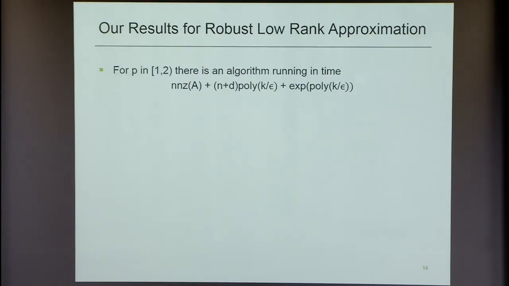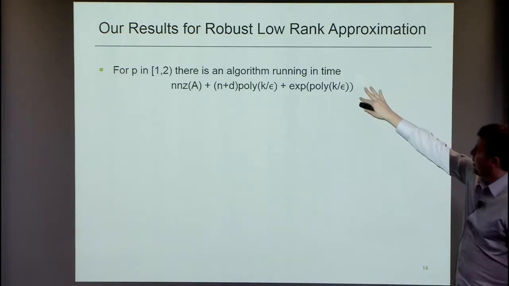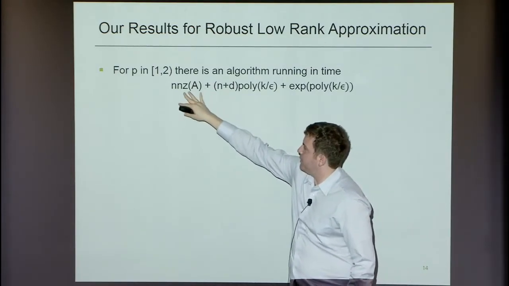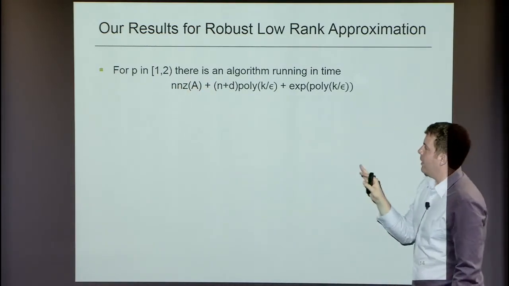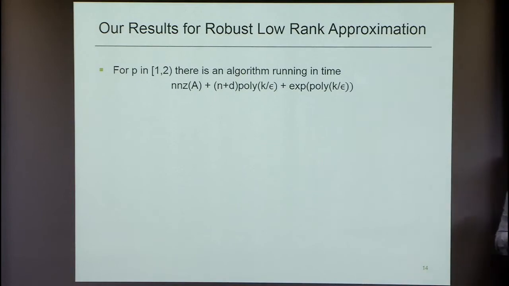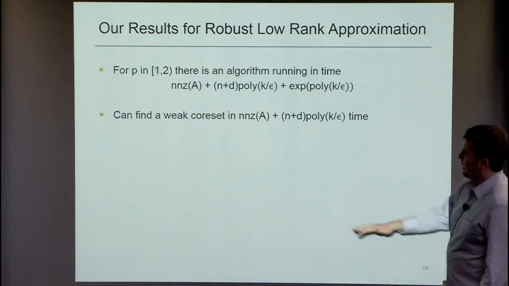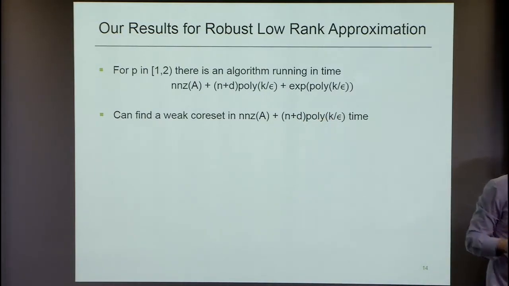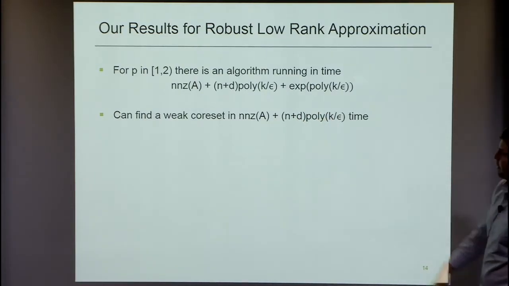Okay, so our results for this problem, what we show is that for any p less than 2, there is an algorithm which achieves input sparsity time plus n plus d poly k over epsilon plus this exponential term. And actually this exponential term we will show is necessary. I'll mention in a second. So if you just want a weak core set, you can get rid of the exponential term, and then you'll get a running time which is very similar to what it was for the SVD. Okay, so input sparsity time plus n plus d poly k over epsilon.